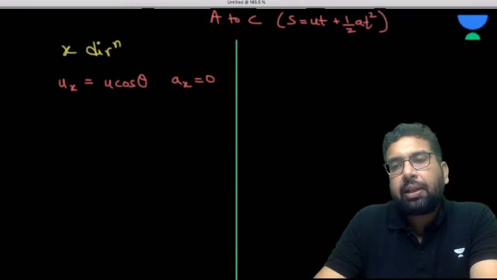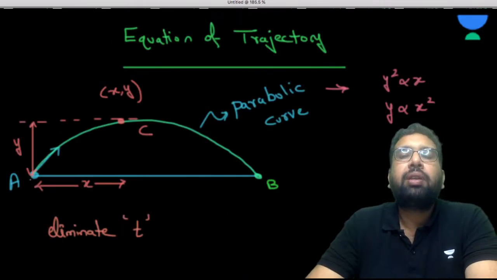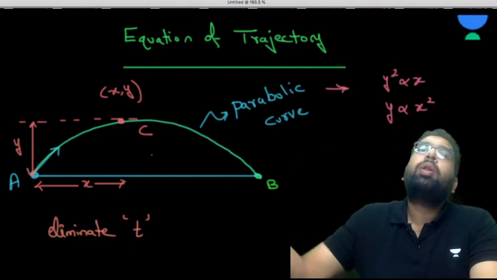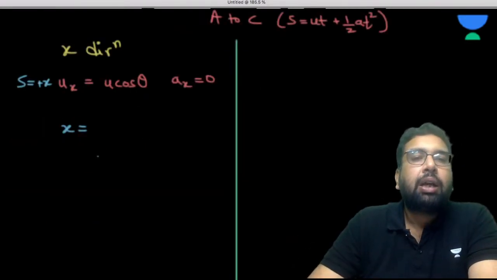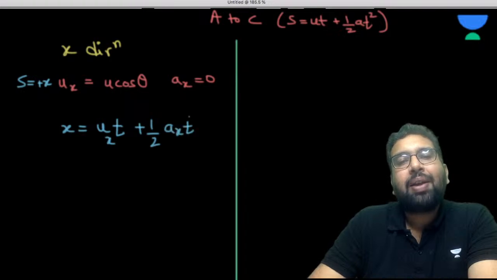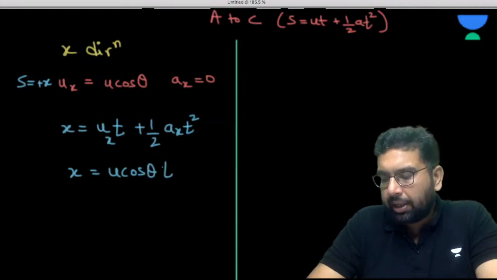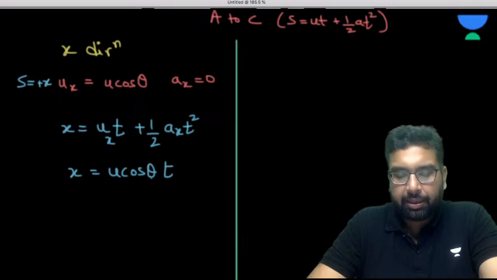Now when I apply it in the x direction, I can comfortably write: what is the displacement in the x direction? It is plus x. Why plus x? Because the point is in the positive x direction. So x is equal to ut plus half a t square, that is ux t plus half ax t square. So I can write x is equal to u cos theta times t. Any issue till this point? Please tell me.